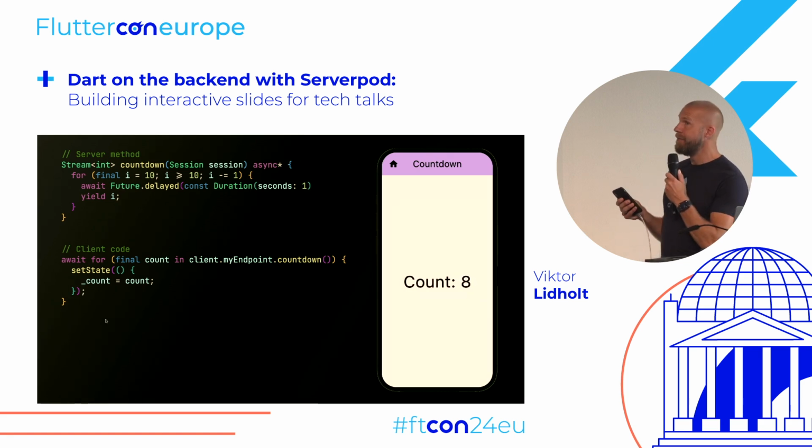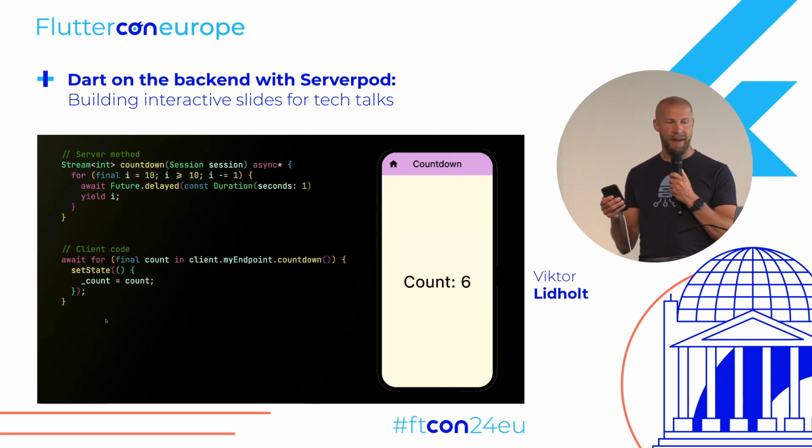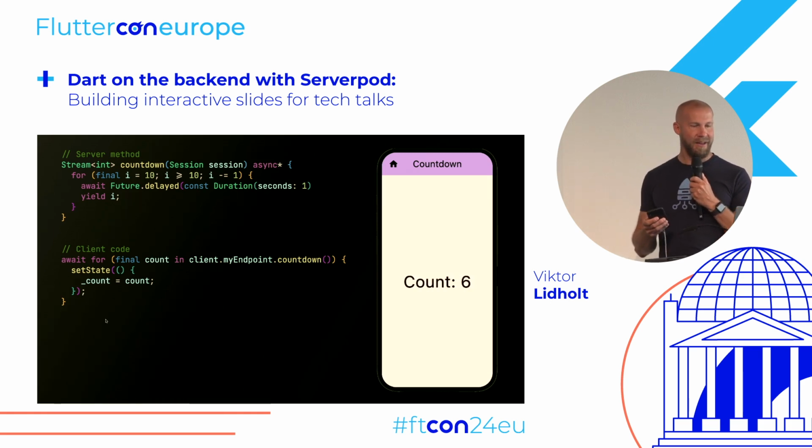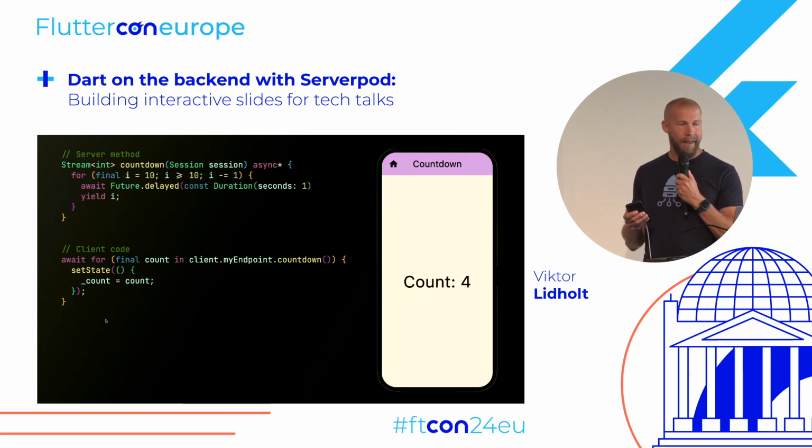Then in your client code, you can just access that stream by calling that method. So we have the countdown method. I just named this my endpoint. You can name the endpoint whatever, obviously. And then you use the await for, or you can also listen to the stream to get the values. And here we just set the state. So that's how that countdown works.